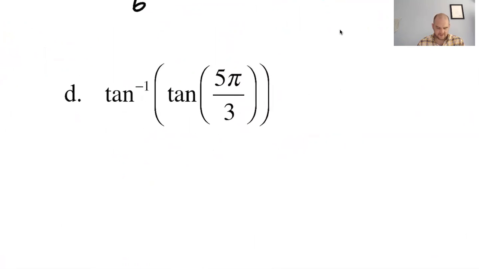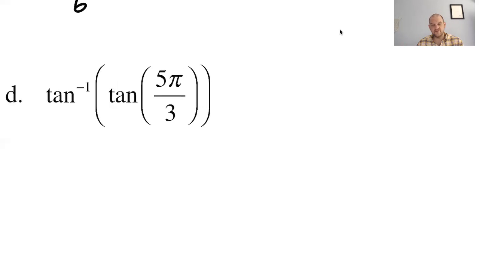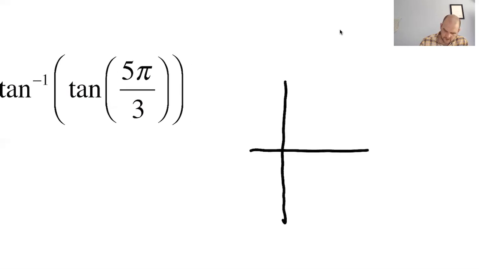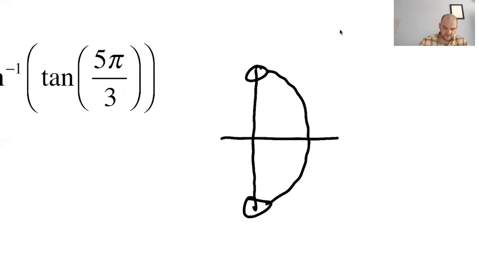So here I'm looking for the angle whose tangent is the same as the tangent of 5 pi over 3. But there's more to that, right? I really want the angle between negative pi over 2 and pi over 2, not inclusive, so exclusive, whose tangent is the same as the tangent of 5 pi over 3. Well, if we draw our picture again, so inverse tangent, you've got open circles. Where is 5 pi over 3? The angle we were given is actually here.